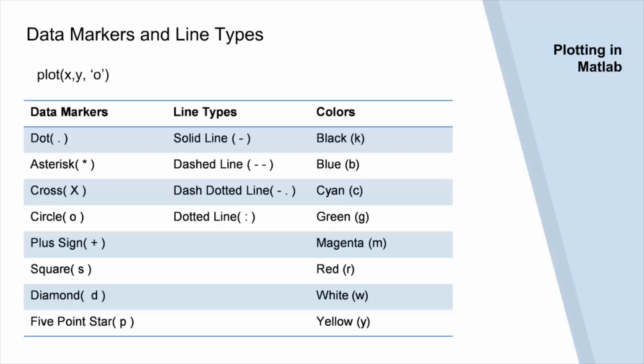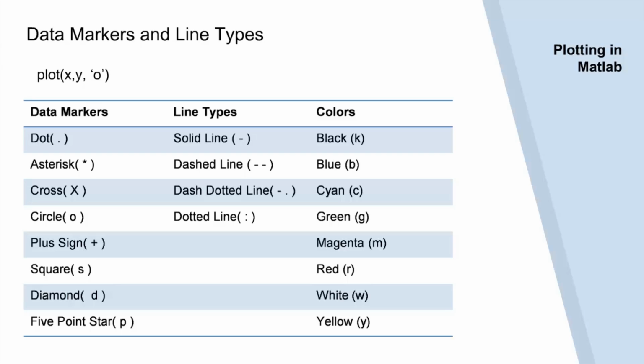So we have data markers. We have dot, for which we use the dot character constant. We have asterisk, for which we use the asterisk character constant. We have cross, where we use the x character constant. Then we have circle, where we use the O character constant. Then we have plus sign, with plus. For square we use S as a character constant, for diamond we use D as a character constant, and for 5-point star we use P as a character constant.